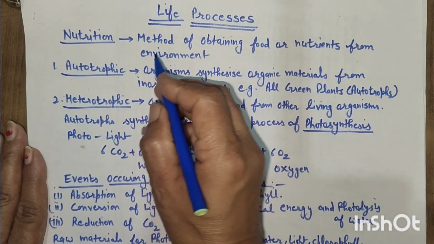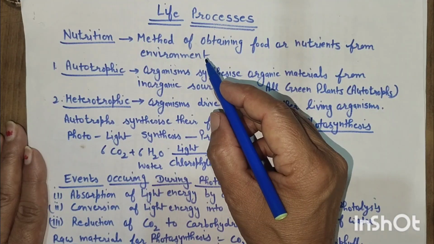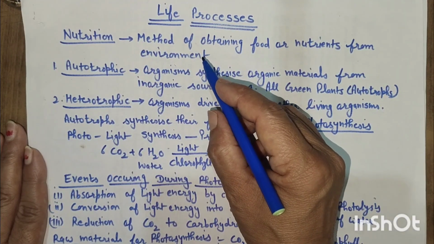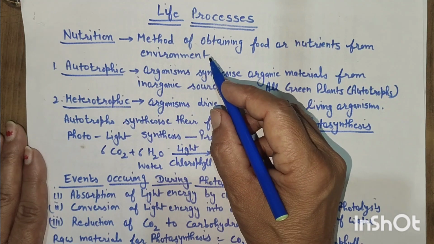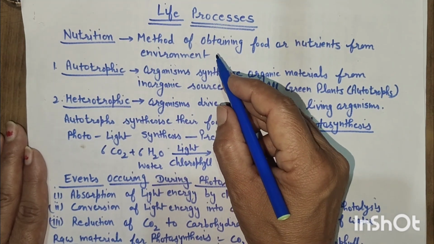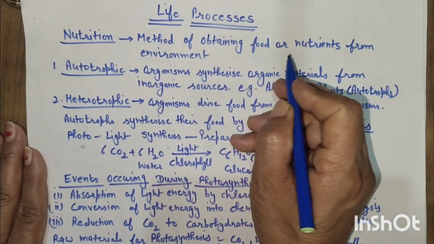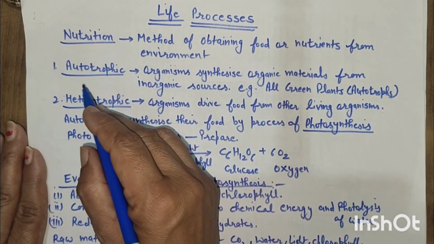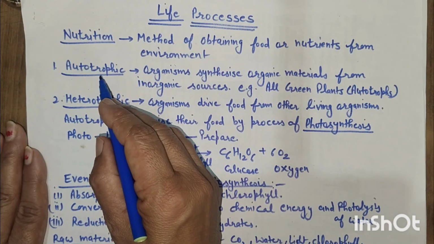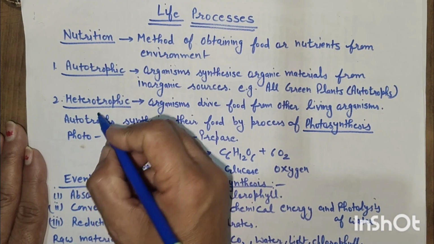Nutrition is the method of obtaining food or nutrients from the environment. It is the method by which any organism obtains food or nutrients from the environment, that is called nutrition. Nutrition is of two types: autotrophic mode of nutrition and heterotrophic mode of nutrition.